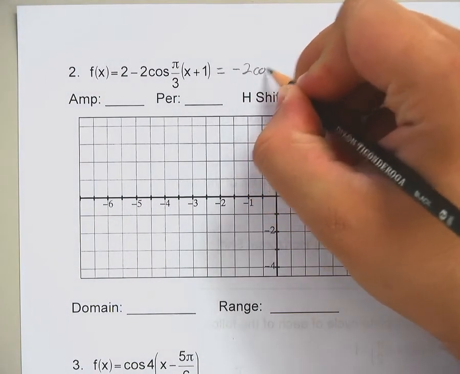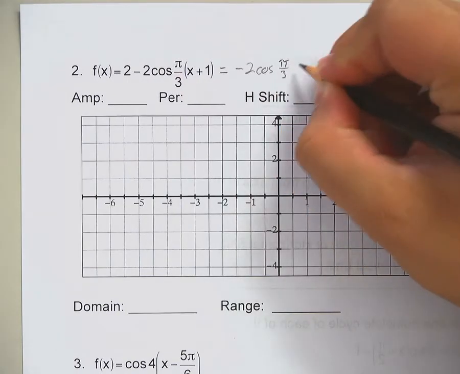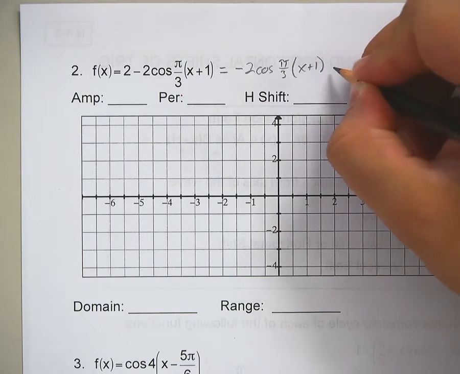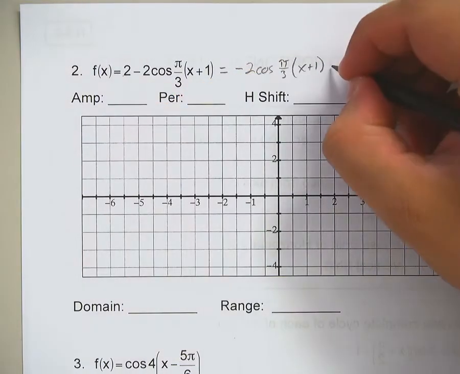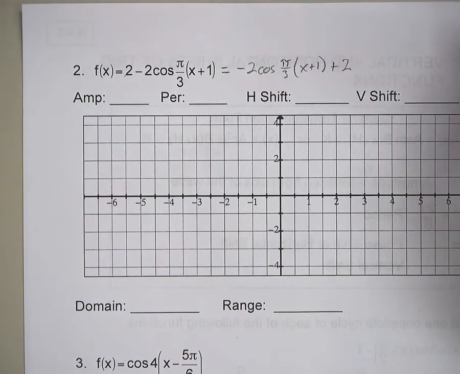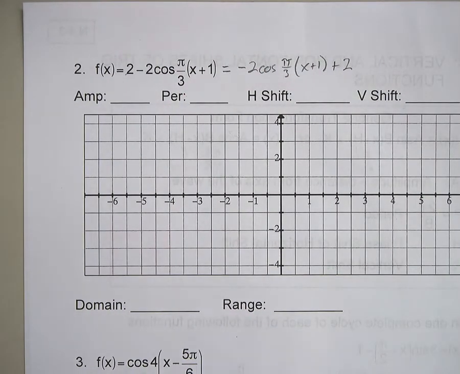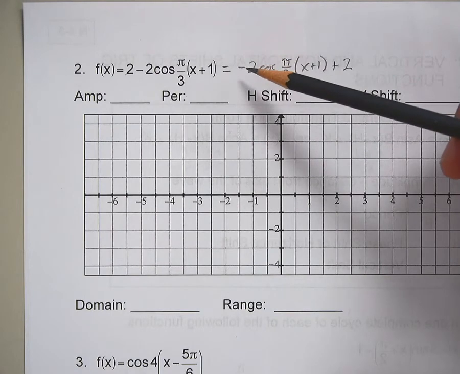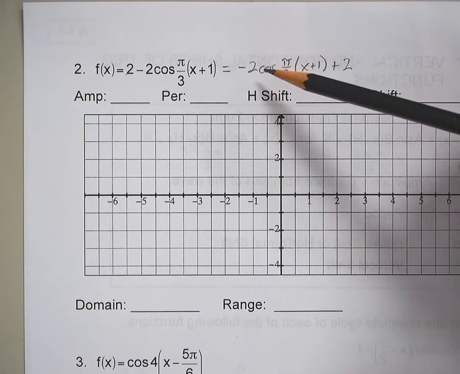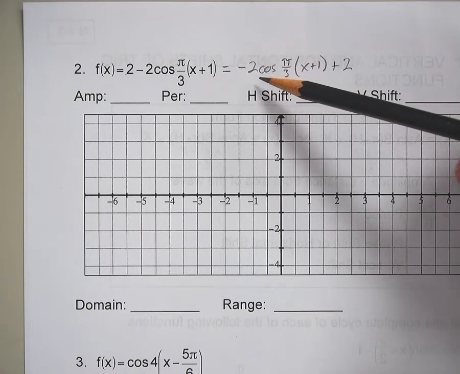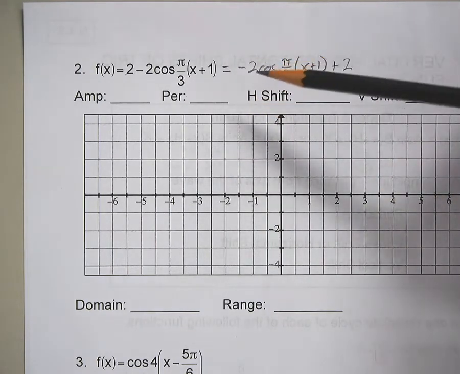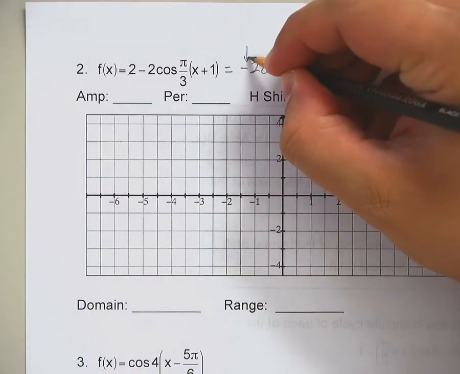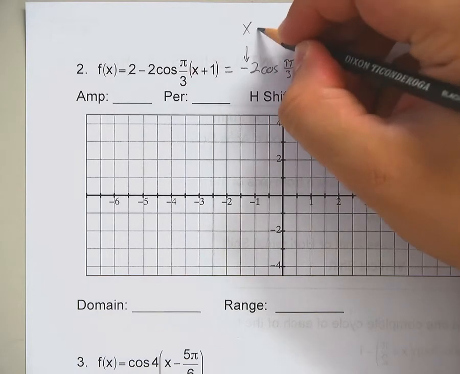Negative 2 cosine pi over 3 x plus 1. Since this is a positive 2, let's just move it to the back end here and put plus 2. It's not too much of a stretch. We're just moving things around, making them look like what we want to. Okay, so looking at a couple of things here. At the front part of this, my cosine is negative now. It's a negative 2. Ding. So what I would like to write here is because of this guy, we have an x-axis reflection.